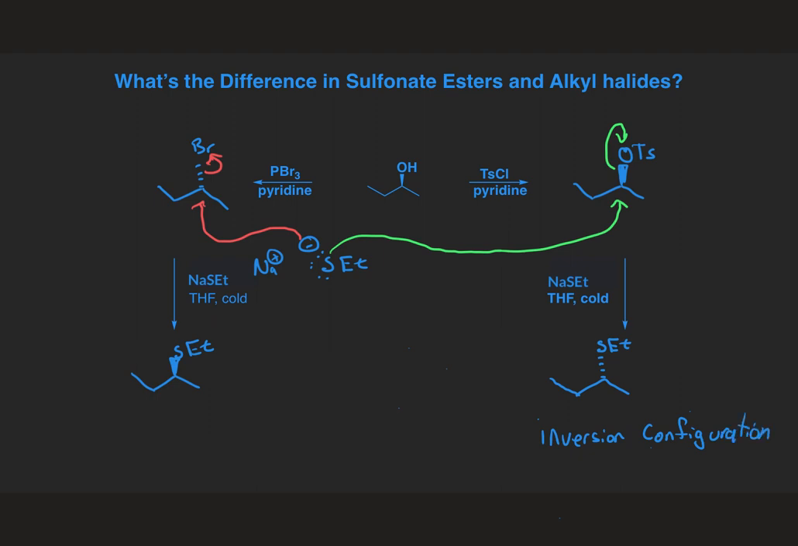However, if we want to do substitution using something like PBr3, or thionyl chloride would also do the same thing, and I want to get to this sulfur containing product, this is going to give you net retention of configuration because the configuration was inverted twice. Once when we converted it to the alkyl bromide, and a second time when we treated it with sodium ethyl sulfide to get to this final product.